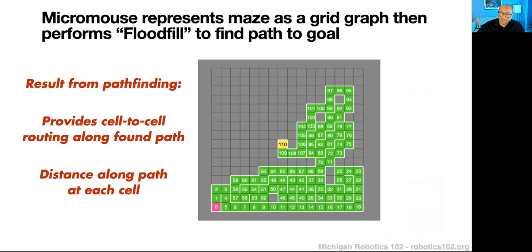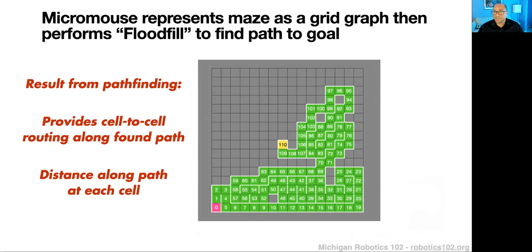If we use this routing, we know the distance along the path at each cell back to our start location. And we're going to store each of those numbers. That's going to be our routing information: the parent cell along the route, and the distance that we're expecting the route to take.